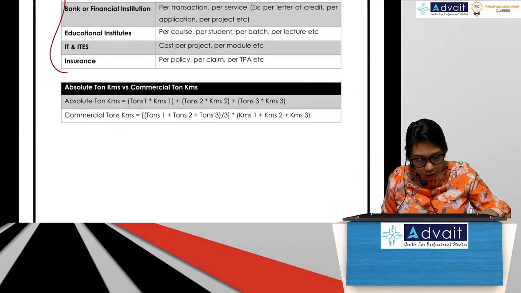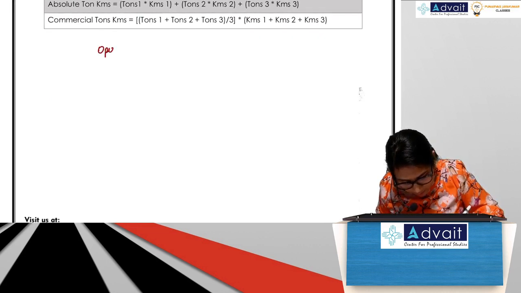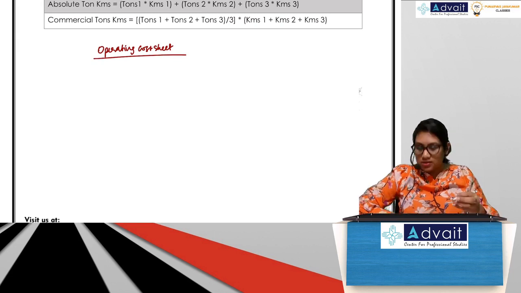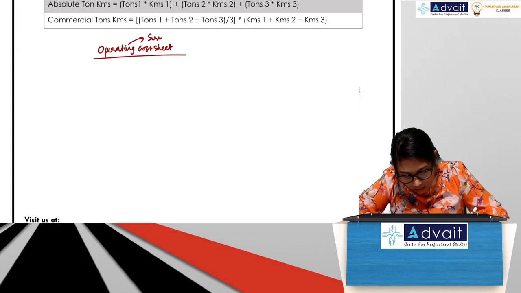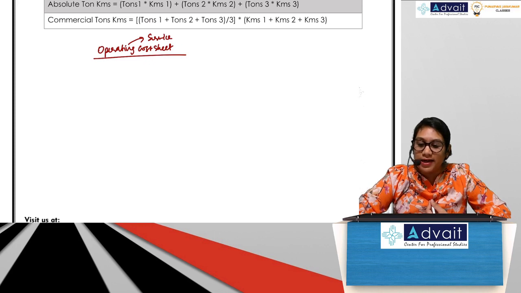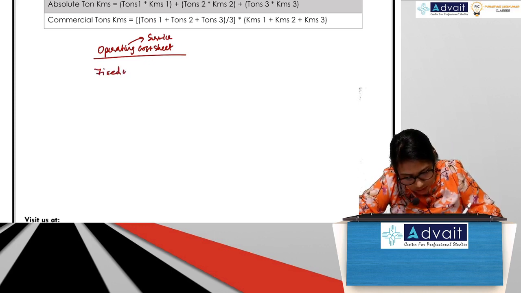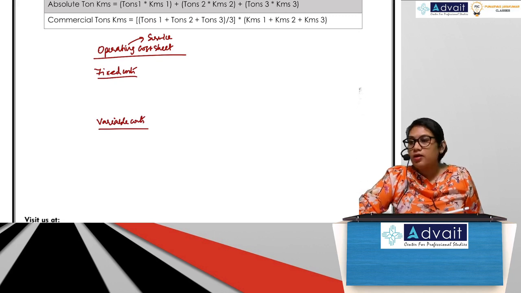Is it okay? So what do we do in this particular chapter? We will first prepare our operating cost sheet. Okay, so this operating cost sheet will consist of operating costs. Operating means service cost sheet. Okay, so operating costs can be divided into two parts. Okay, what are those two parts? Fixed costs and variable costs. Okay, fixed costs and variable costs.